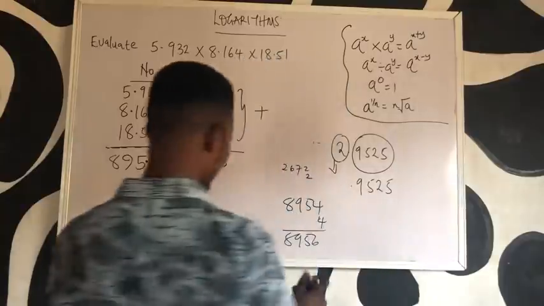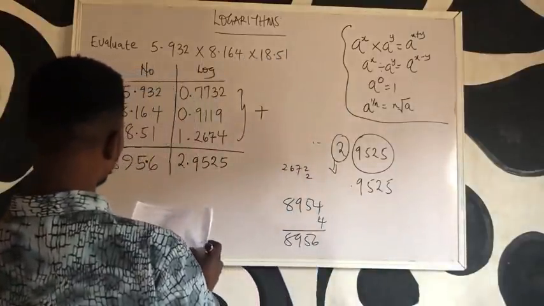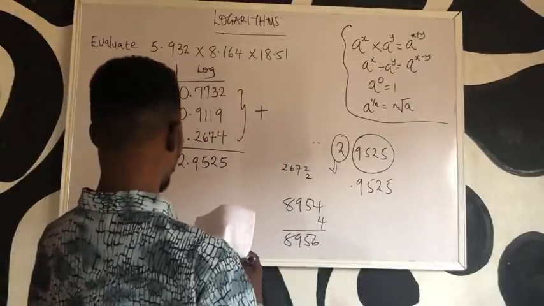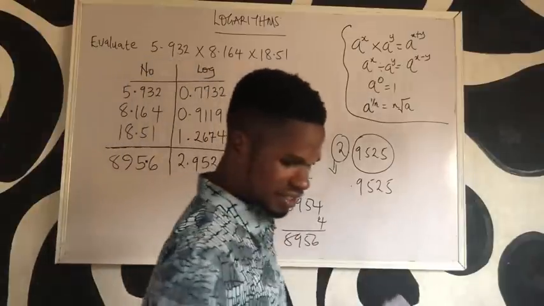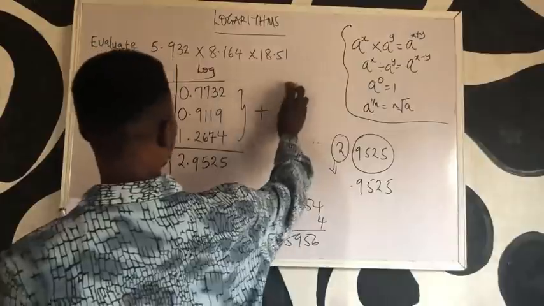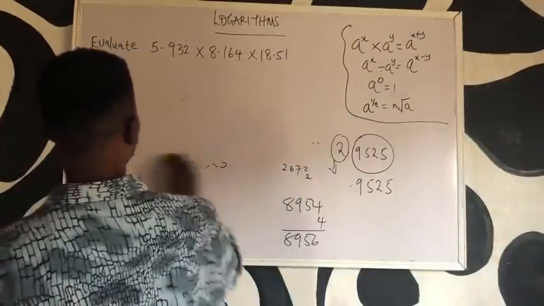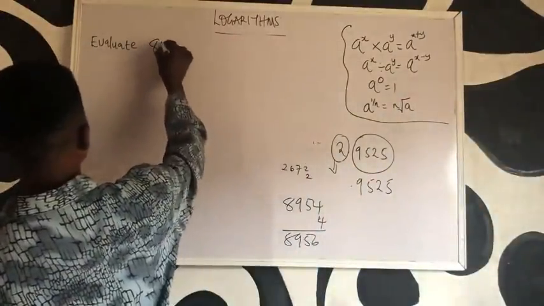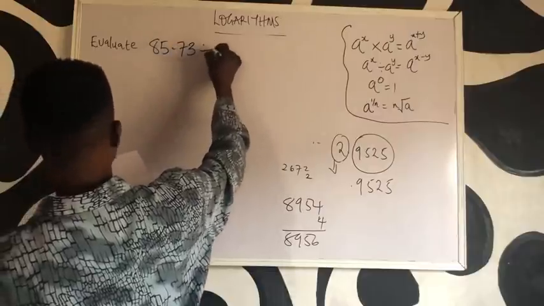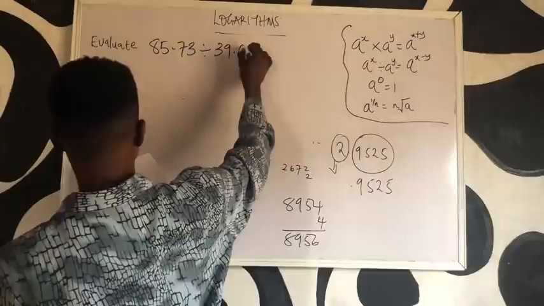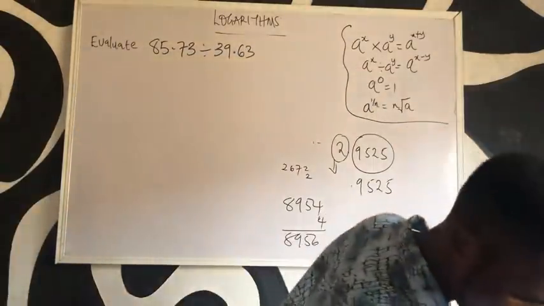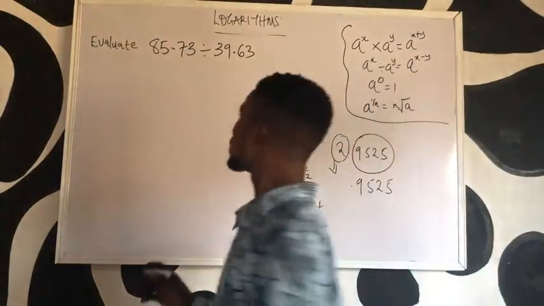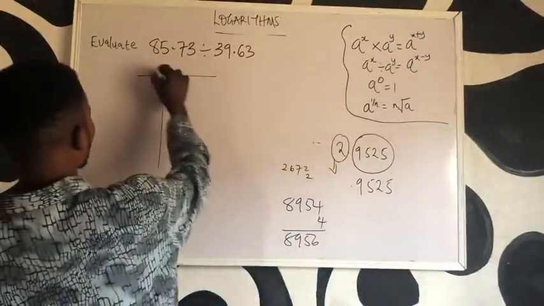That evaluates 85.73 divided by 39.63. Evaluate 85.73 divided by 39.63. Now, how do you evaluate this? 85.73 divided by 39.63. As usual, let's construct our logarithm table.